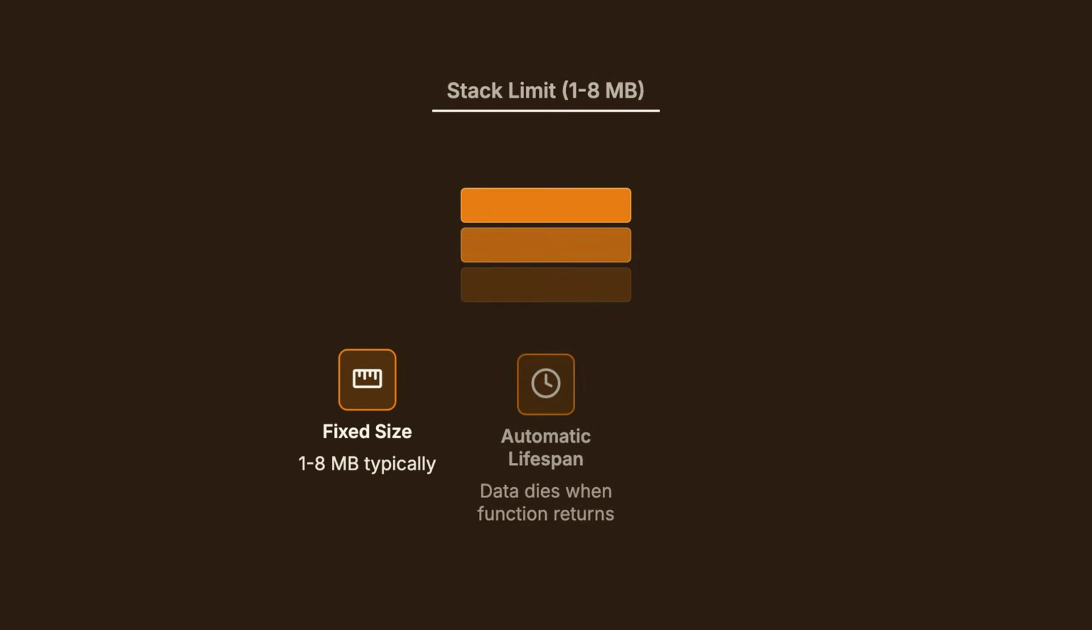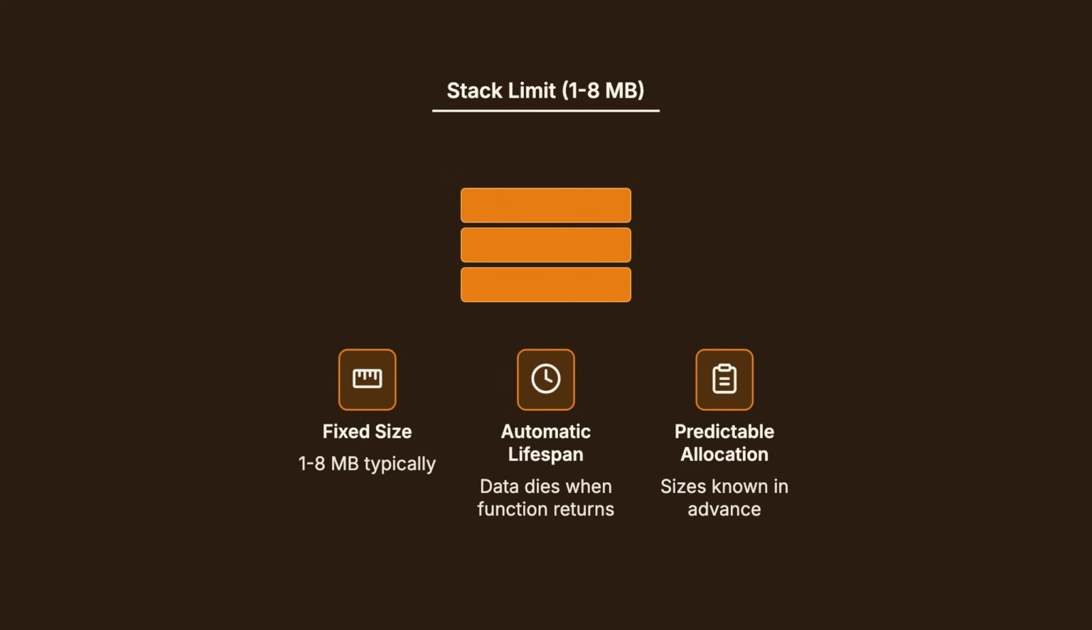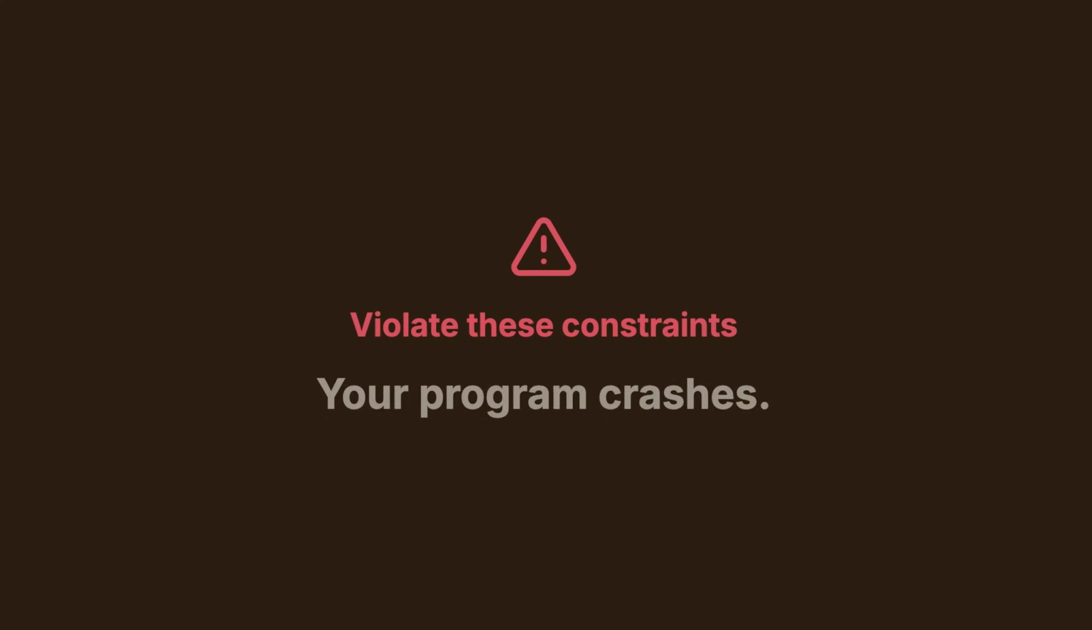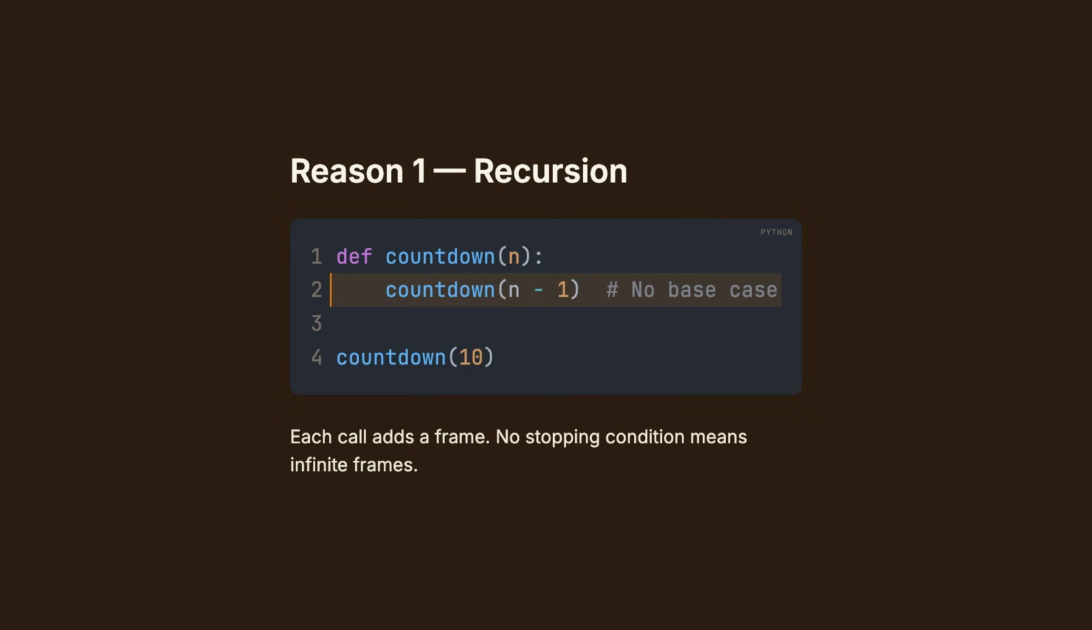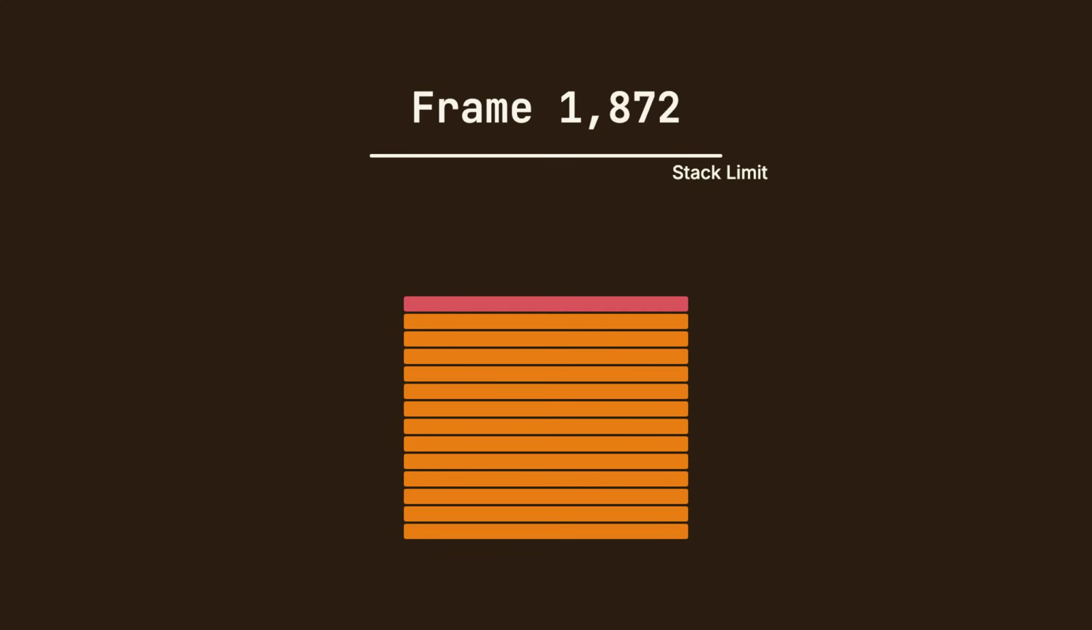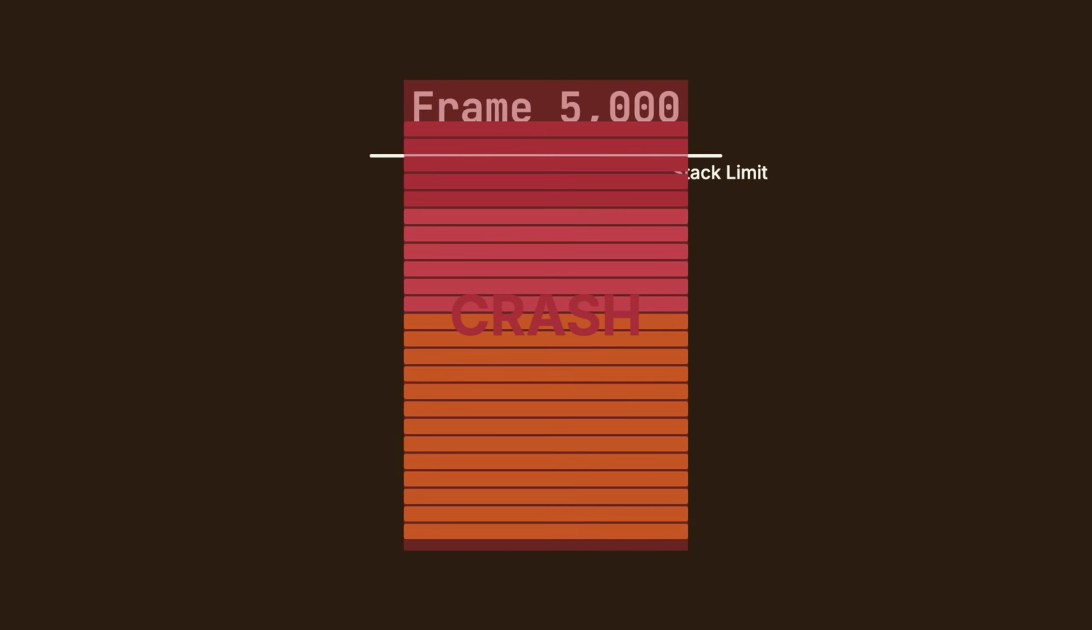But speed requires constraints. Fixed size, typically 1 to 8 megabytes depending on your system. Data dies when the function returns, and allocation sizes must be known in advance. Violate these constraints and your program crashes. Two reasons to overflow. Reason 1, runaway recursion. Each call adds a frame. No stopping condition means infinite frames. Frame after frame until you hit the ceiling, Stack Overflow.